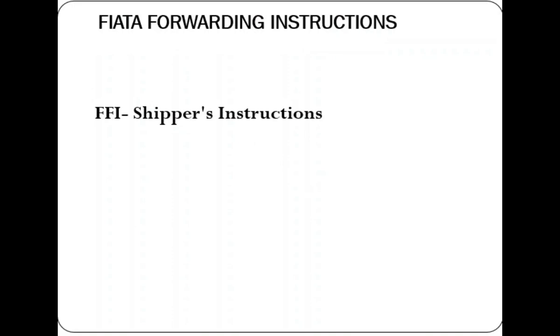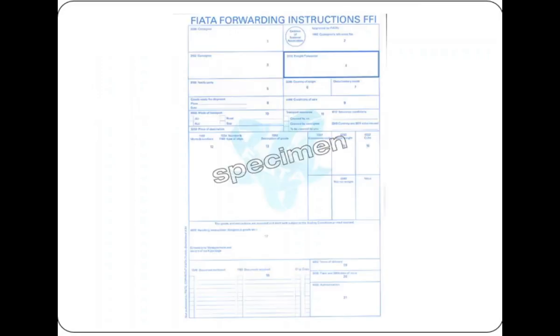Let us look at the documents. The first one we'll look at is the shipper's instruction, the FIATA forwarding instructions. A specimen is shown here on the slide, but additionally, I will try and post copies on the platform for you to have a proper look at them.